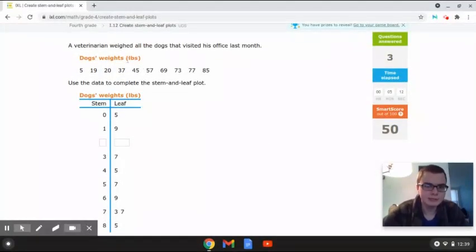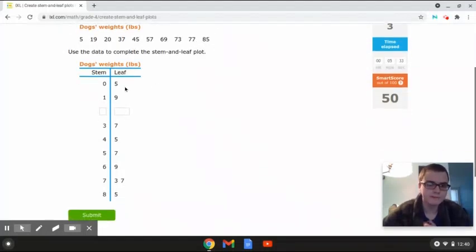Okay, so this next problem reads, a veterinarian weighed all the dogs that visited his office last month. And as we can see here, the dog's weight is listed in pounds. So we are given the numbers 5, 19, 20, 37, 45, 57, 69, 73, 77, and 85. Okay, so the first 2 are done for us. The stem is 0, and the leaf is 5. The stem is 1, and the leaf is 9.